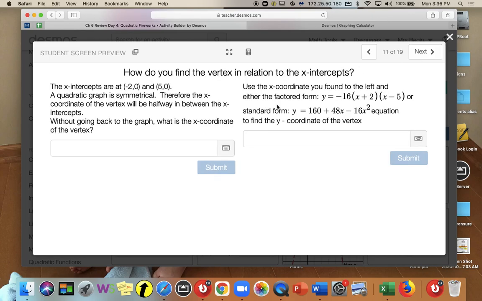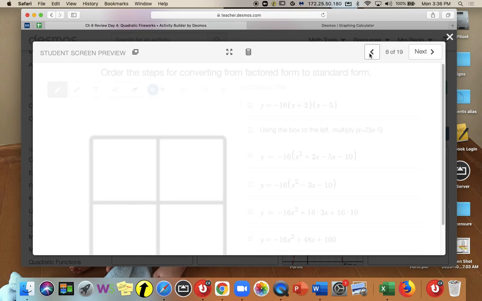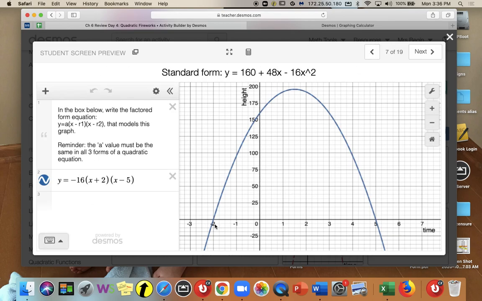Okay. So this slide right here is just saying, how do we find the vertex? And it's saying, what's the middle of -2 and 5? Okay, so the middle of -2 and 5, if we go back to our graph, is right here at about, it looks like 1.5. Let's check it. If I do 5 minus 2 divided by 2, yep, that's 1.5. So the middle, or the average, of -2 and 5 is 1.5, and you can see that that is the vertex of our graph.